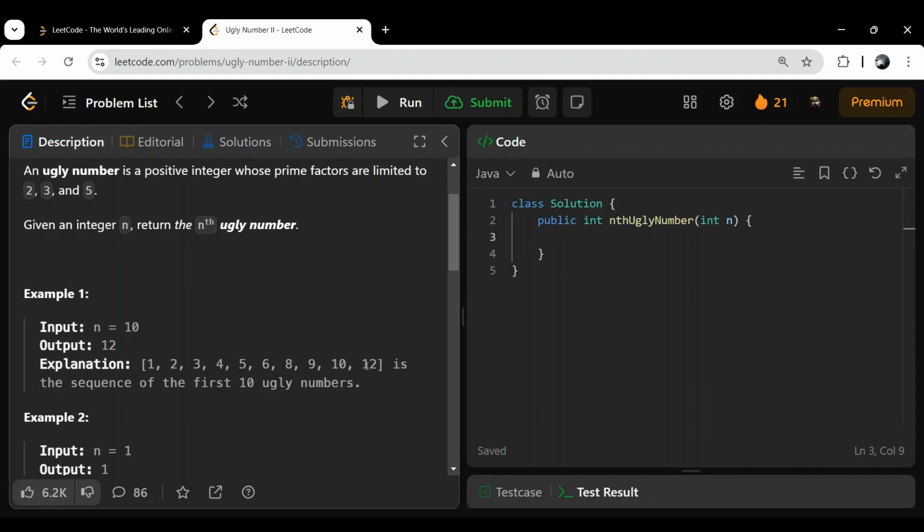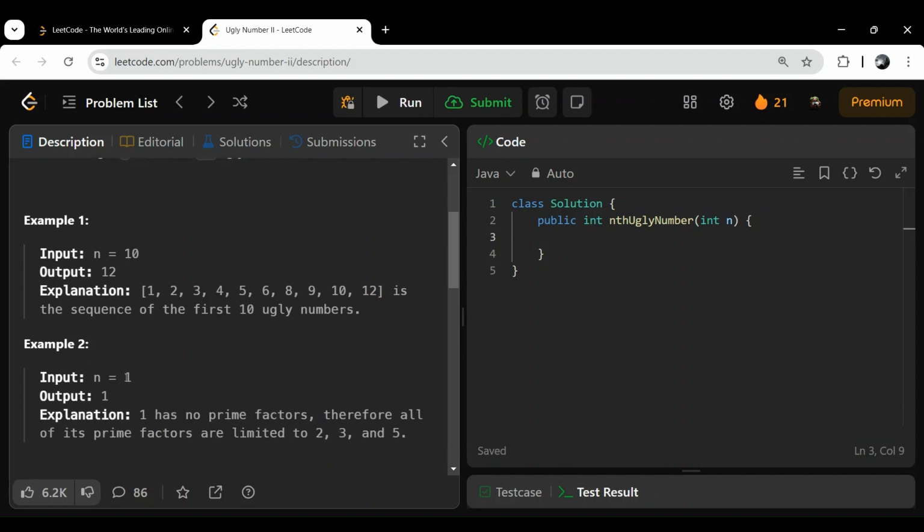For 12, what are the factors? Factors are 2, 3, 6, 4. But what are the prime factors? 2 and 3. So both belong to this group. So these are 10 numbers, and we have to return the 10th ugly number. We are considering these as ugly numbers because their prime factors belong to this group, 2, 3, 5. So the 10th number is 12.